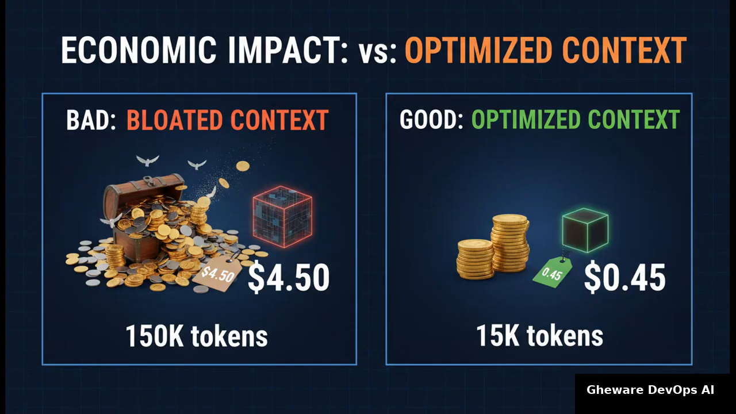And that leads right into our next pitfall, ignoring the cost of tokens. Just look at these numbers. A bloated 150,000 token request could cost you $4.50. A single request. An optimized 15,000 token context not only gives you a better answer, but costs just 45 cents. That is a 10 times cost reduction for a better result. Being a good context engineer means being economically efficient.